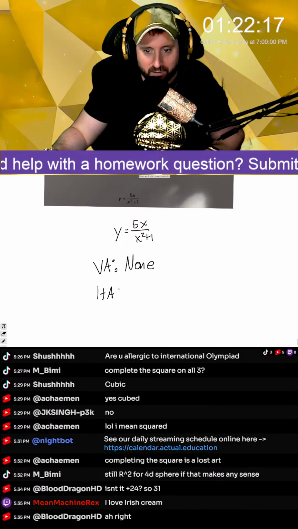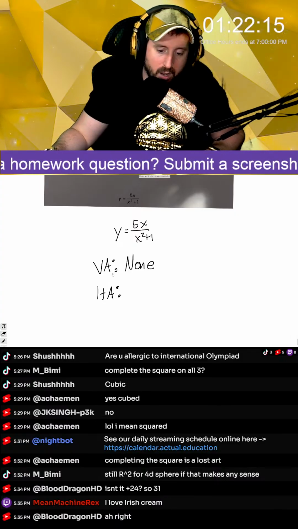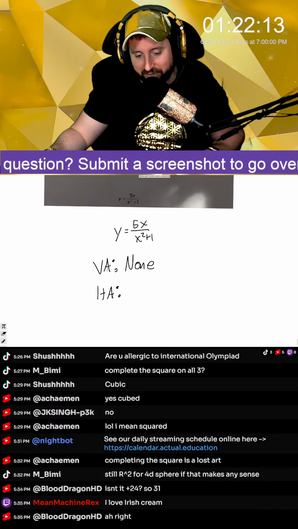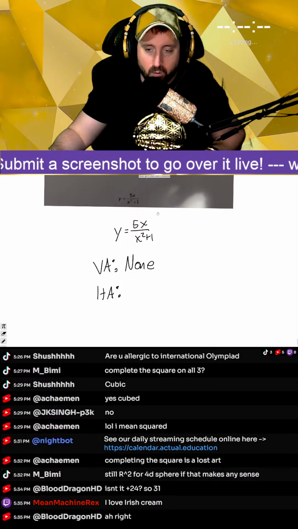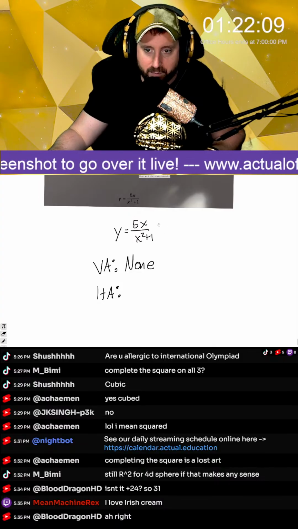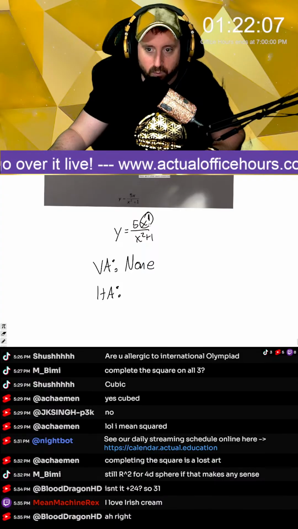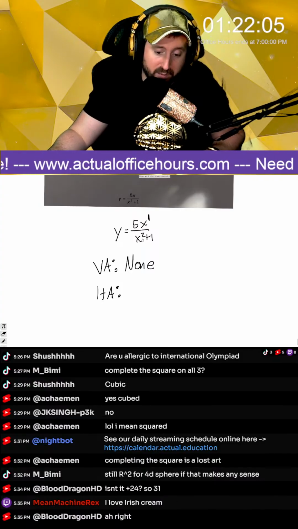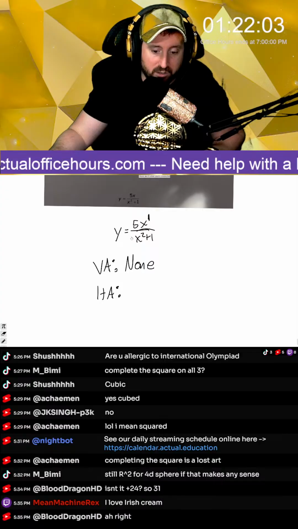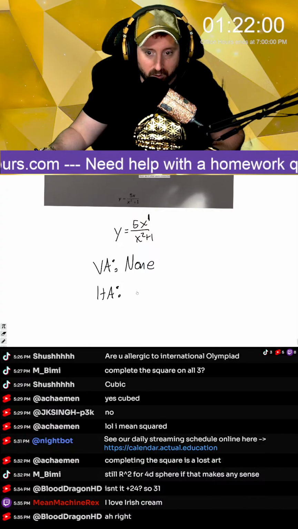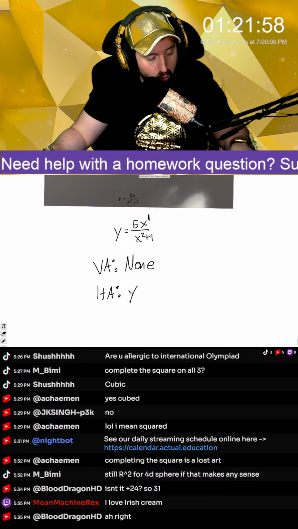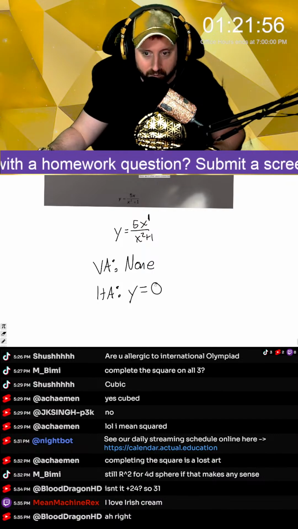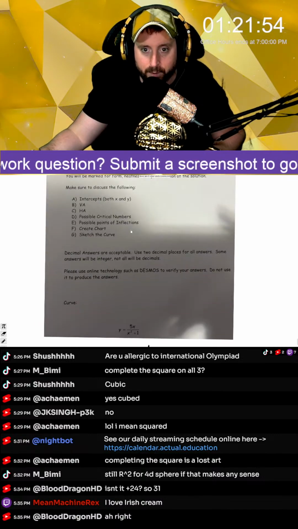Horizontal asymptotes. Very cool. You can do this with the limit definition, or we can take the shortcut where we're just going to look at what the highest power on the top is. Highest power on the top is x to the 1. The highest power on the bottom is x to the 2. If the top is smaller than the bottom, this means the horizontal asymptote is y equals 0. We could also show that with the limit, but I'm just going to take shortcuts for now.